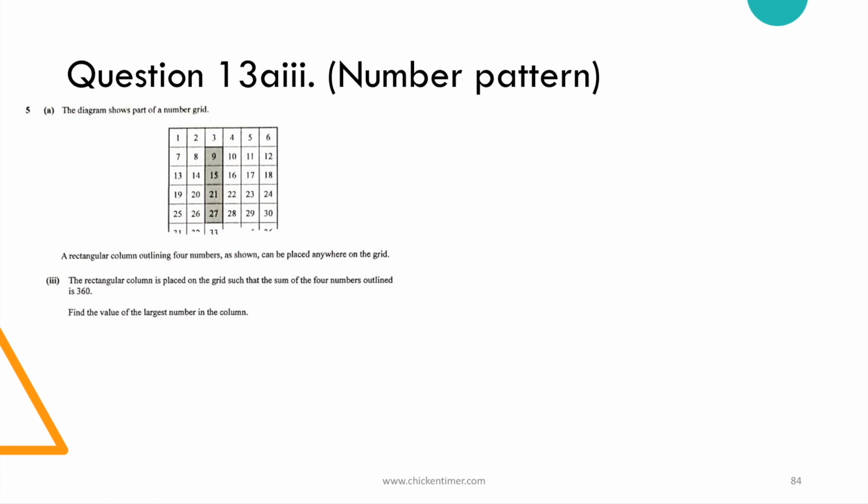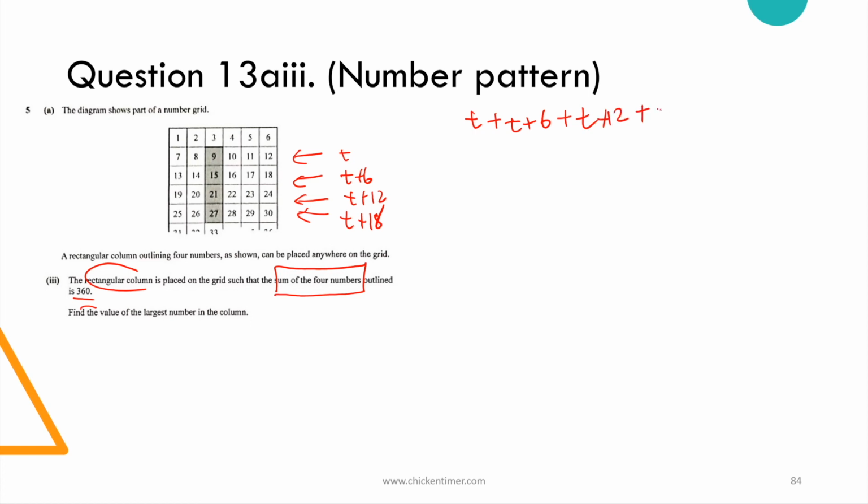Okay, so now, just now it said this is t plus 6, then there's another t plus 12, and the last one is t plus 18. They say the rectangular column is placed such that the sum of the four numbers placed is 360. Then they say find the largest number. So you can conclude that it is t plus 6 plus t plus 12 plus t plus 18, every one of them adds up to 360.